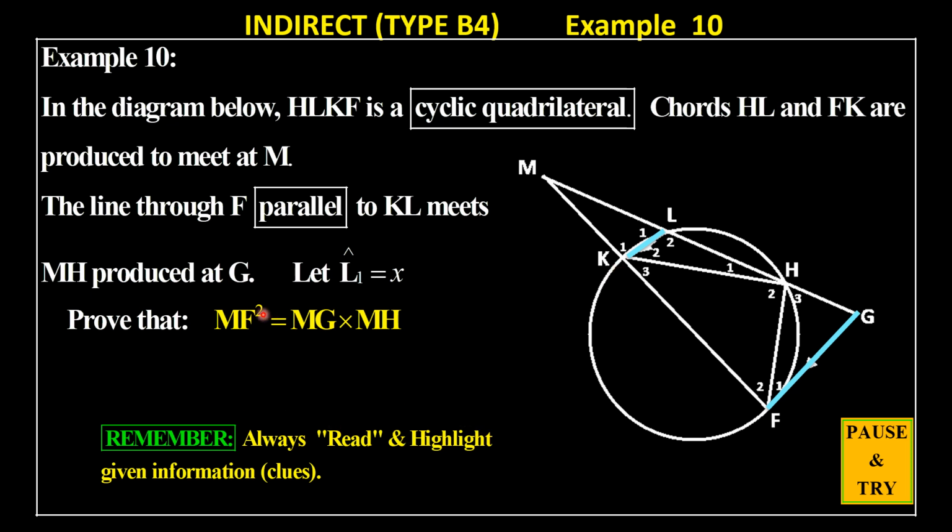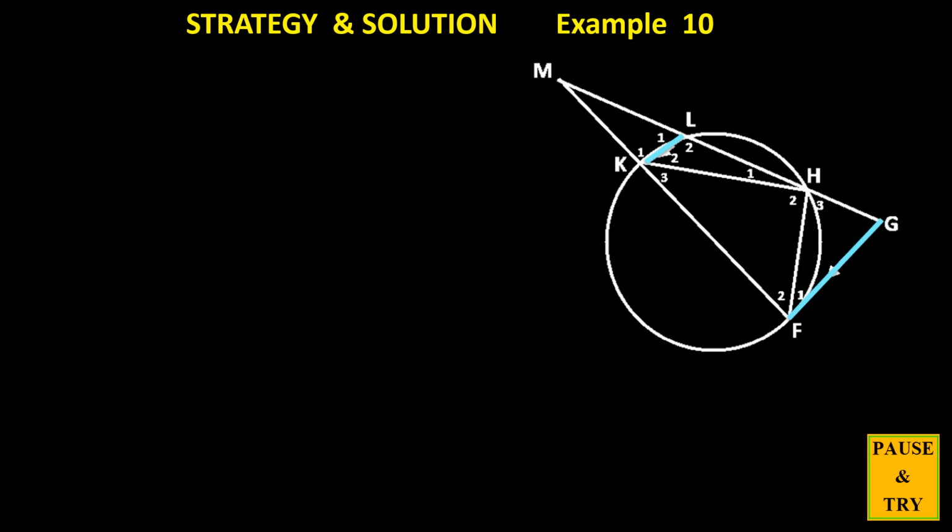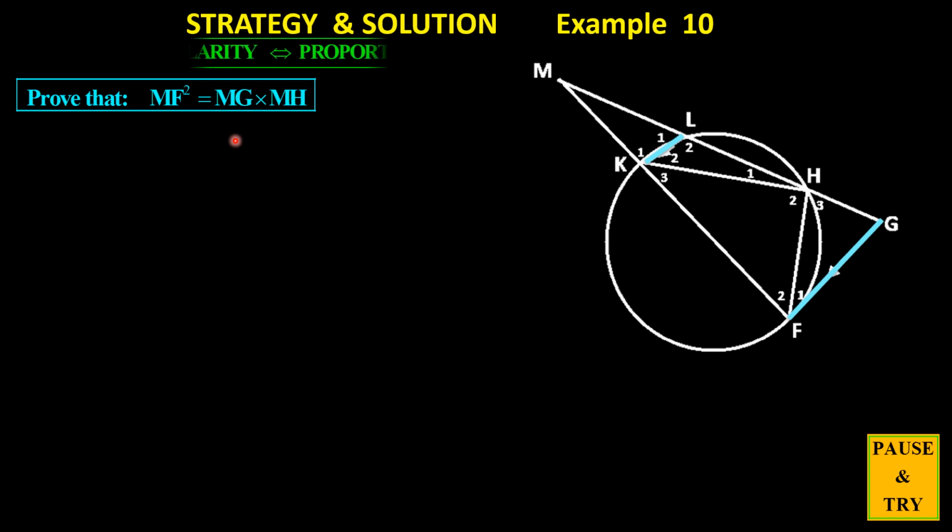And here we have a type B4 where we have a square equal to a product. And in the next slide, now let's look at the solution to example 10 following our strategy. Let's see, there's our diagram. We've got KL parallel to FG and we've got KLHF is a cyclic quadrilateral. And we have to prove this expression here. Now, if triangles are similar, the corresponding sides are in proportion, or the converse. So the first thing that we have to do is write this required expression in standard form. And that is the standard form.